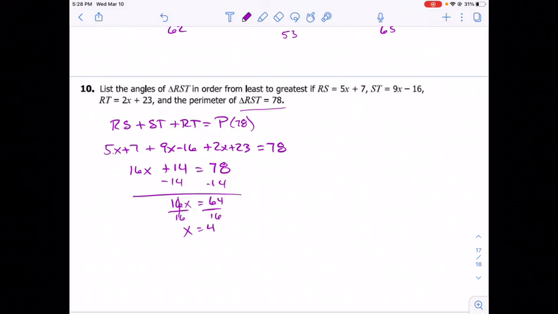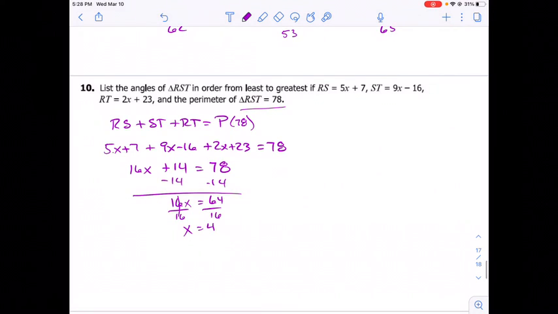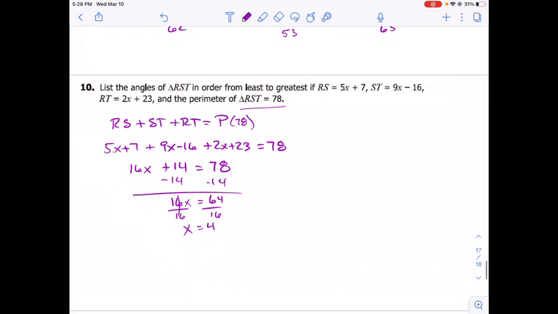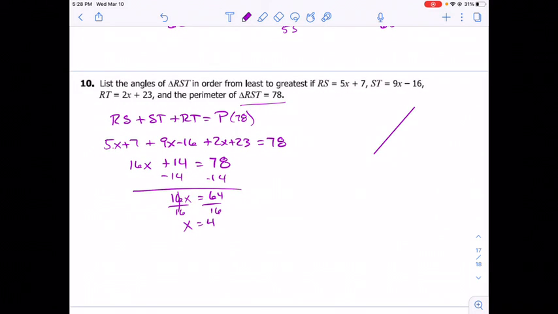Now the next step, we've got this, and now we need to plug it back in. One way to do this, which kind of helps you see, is to draw your picture here. So we have our triangle RST. Now we can fill this in. When we plug this back in, we're going to get RS: 5 times 4 plus 7, that's 27. So RS is 27.